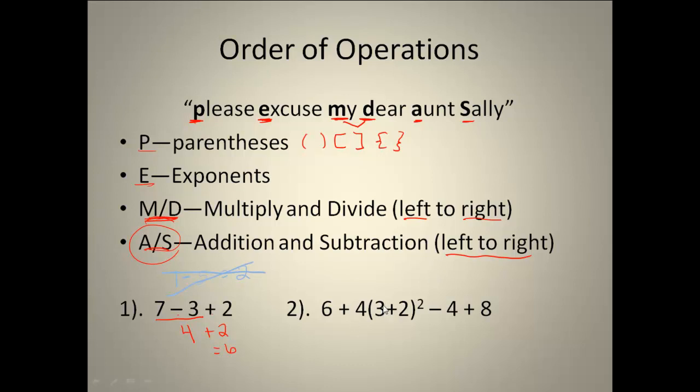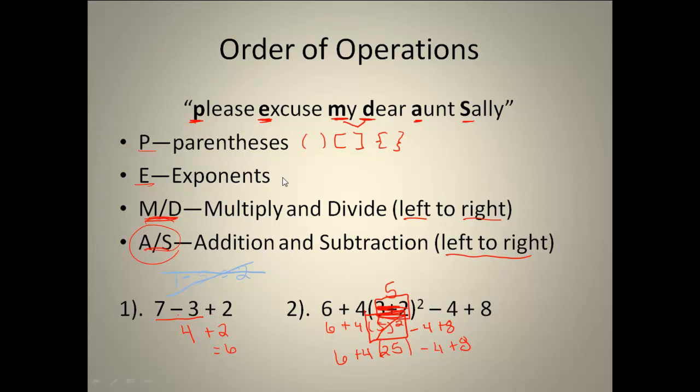Alright, our order of operations says we do parentheses first. So I look inside of my parentheses, and I'm going to do 3 plus 2, which gives me a 5. Then it says do my exponents. So right now I have 6 plus 4 times 5 squared minus 4 plus 8. Well, I do have an exponent here. I have a squared. Now realize this squared is only attached to the 5. So I am only going to do the 5 squared, which is 25. So now I have 6 plus 4 times 25 minus 4 plus 8.